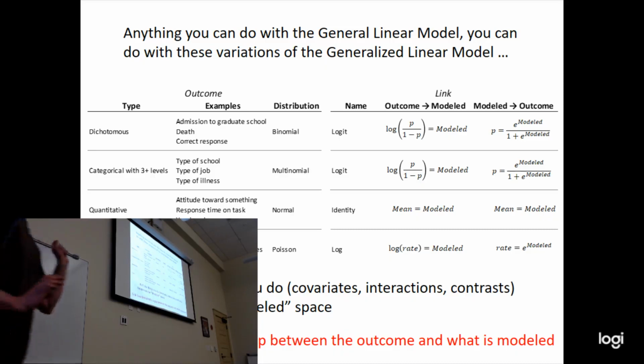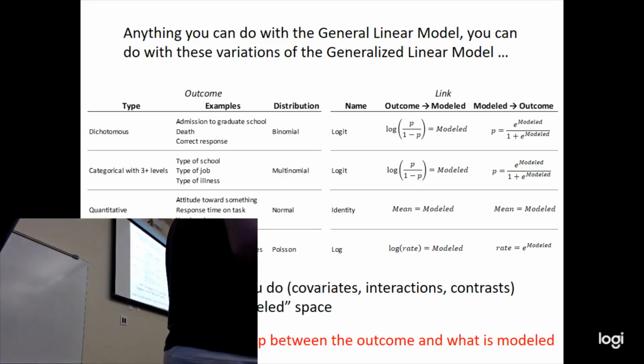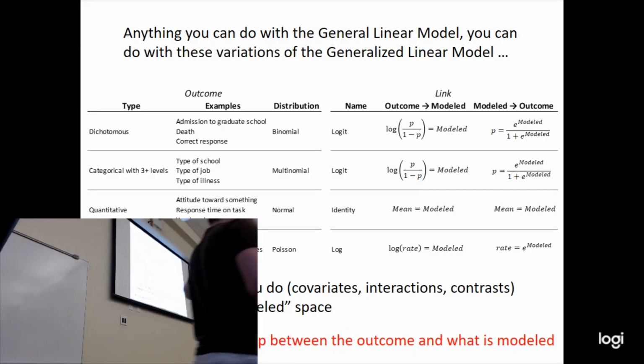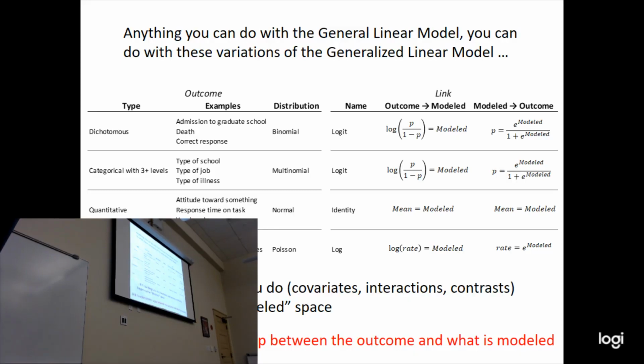This is one of the big picture ideas that I want you to understand. It was true with dichotomous outcomes, it's also true with these other kinds of outcomes.